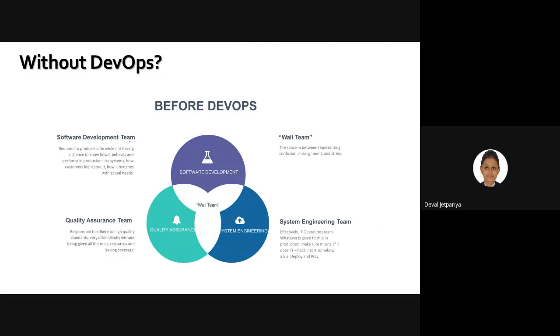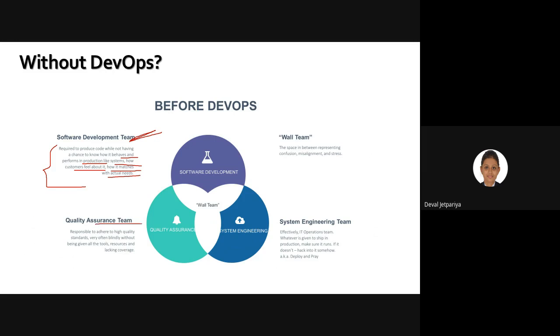One is the software development team. It is required to produce code without having a chance to know how it behaves and performs in a production-like system, how the customer feels about it, how it matches with actual need. So if the software development team does not know the various operations on the same development, then everything we need to assume, and according to that we need to work.